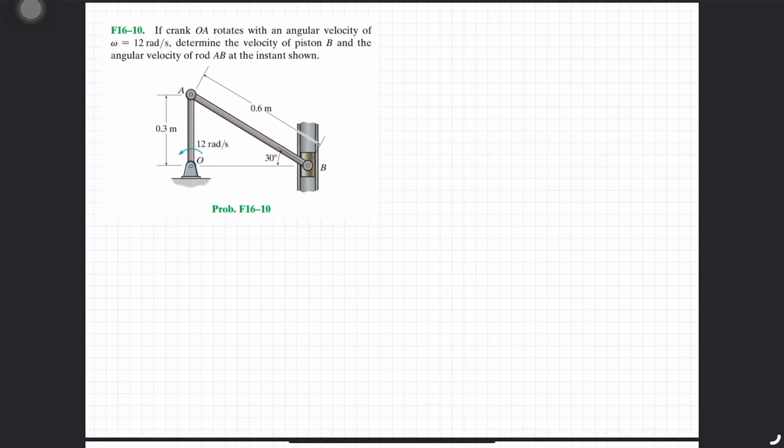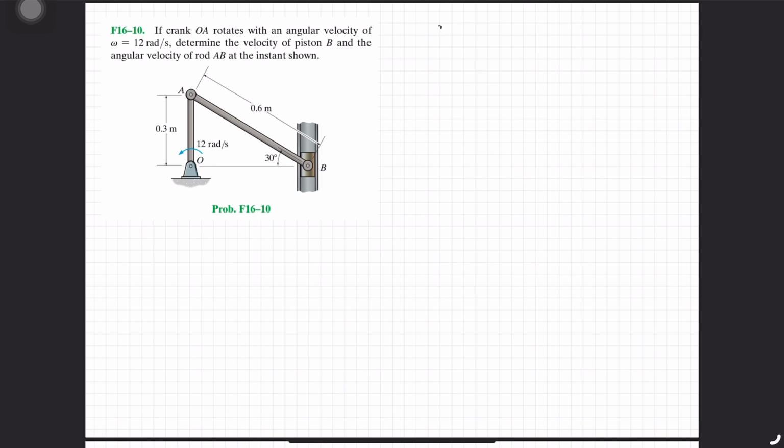Hello everyone, today we are going to calculate problem number 10 from Fundamental Problems, Chapter 16, from R. C. Hibbeler's Dynamics, edition of Statics and Dynamics. The problem is about this crank OA rotating at an angular velocity of 12 radian per second in the anticlockwise direction, and we have to determine the velocity of this piston B, and we also need to determine the angular velocity of this rod.